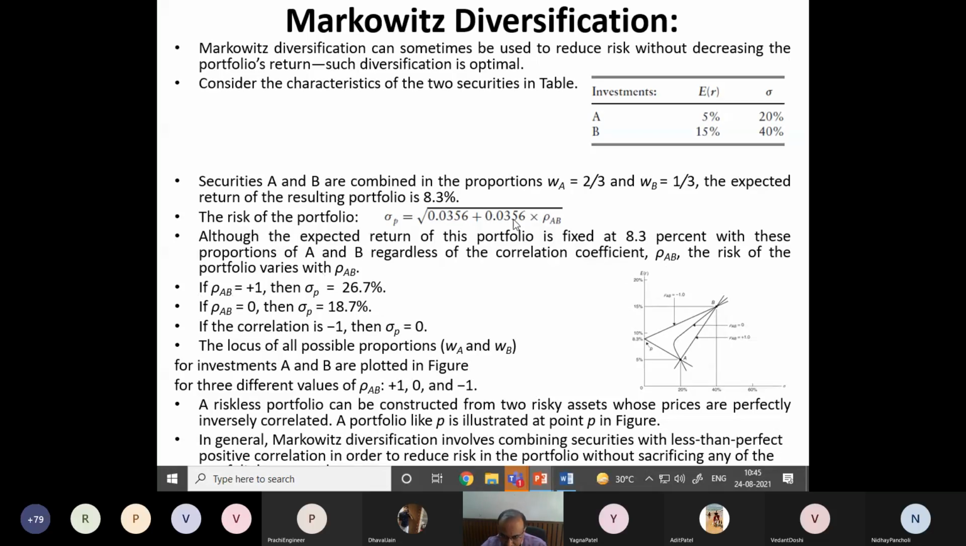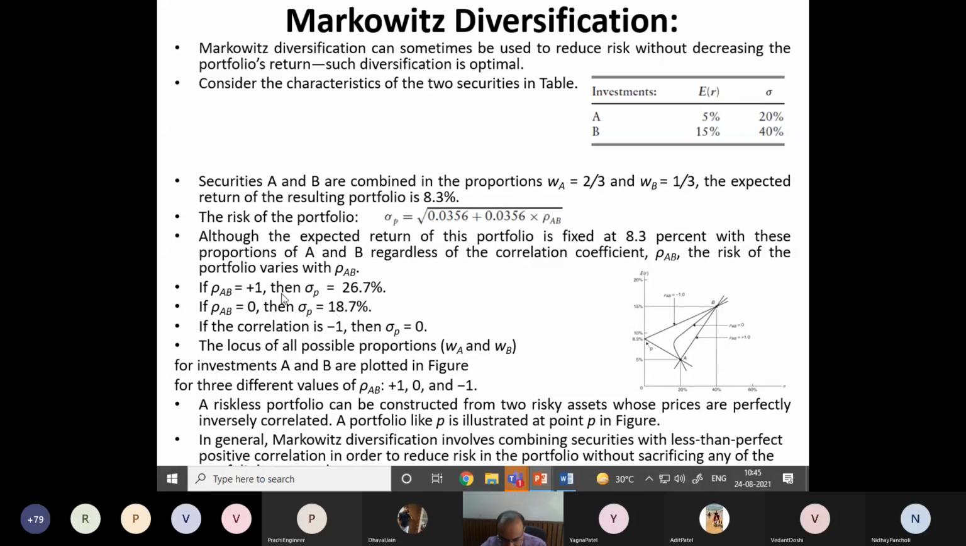If it is +1, I can find sigma P as 26.7%. With rho AB 0, it is 18.7%. With rho AB -1, it is 0. So let me locate these three points here with the same expected return of 8.3%. On the y-axis, it is the same point, E of R is 8.3%. See, this is the point. With rho AB -1, it is 0, so it is this point because sigma is 0.